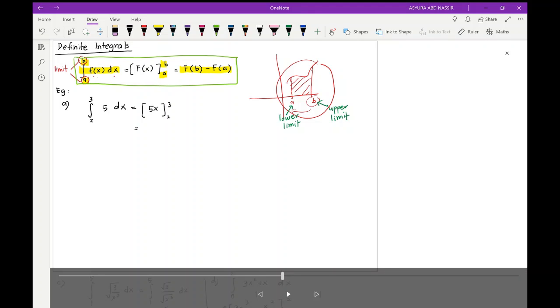We have here integrate 5 dx, where the lower limit is 2 and the upper limit is 3, from 2 to 3. The integration of 5 is 5x, and the limit is from 2 to 3. By using the formula F(b) minus F(a), you will substitute first x as 3 and second x as 2. Then the answer will be 15 minus 10, which is 5. Let's continue with the next example.